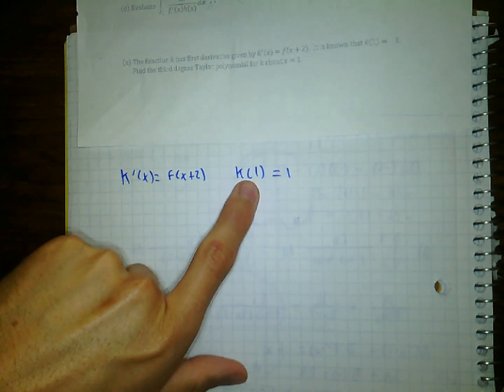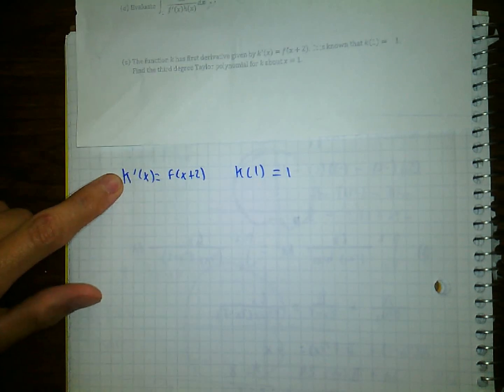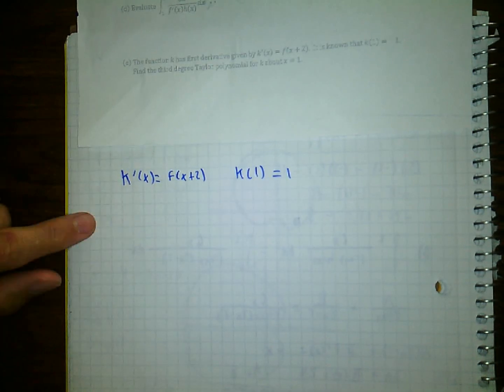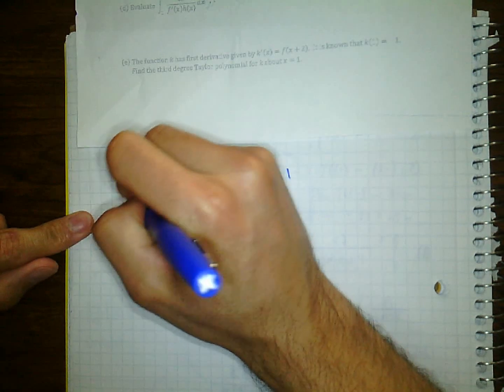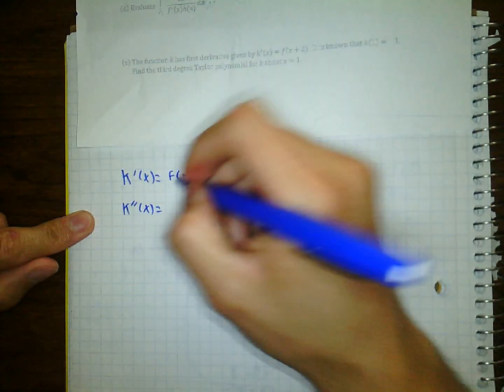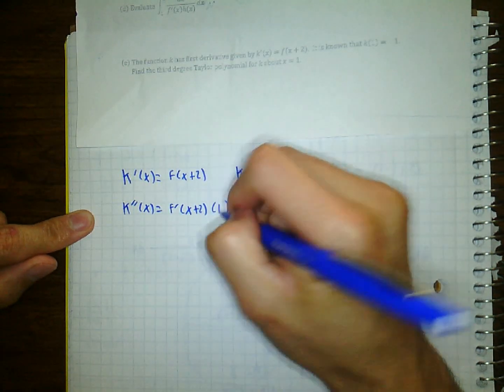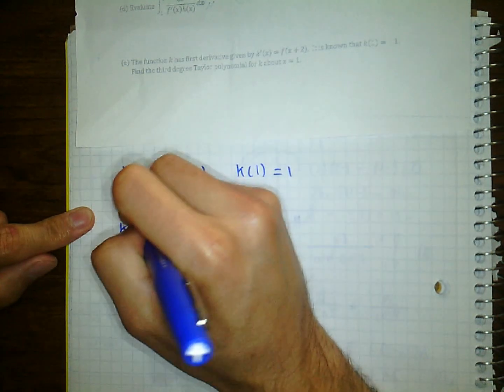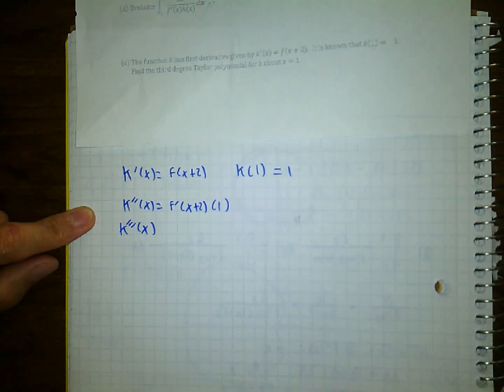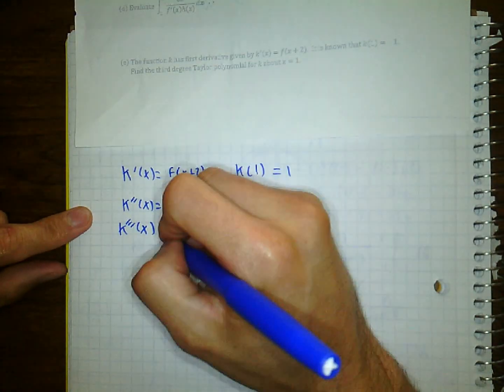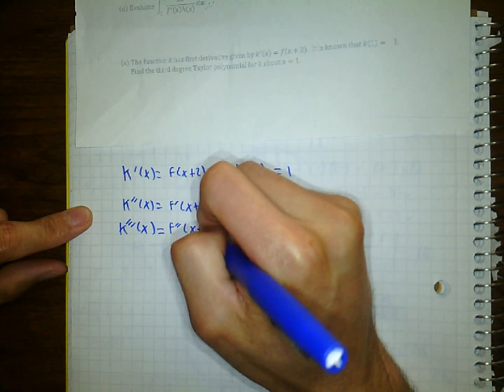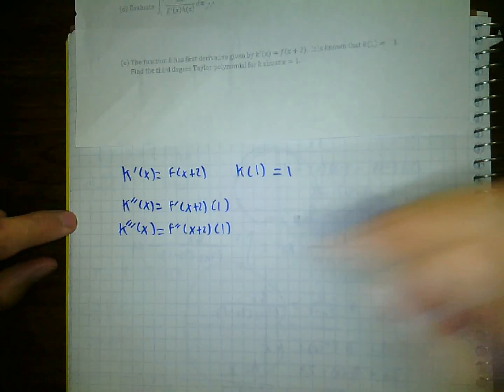Now you have k of 1. I'm going to need to figure out the first derivative of 1, the second, and the third. So let me just find the derivatives first. So what is the second derivative of that? It's a chain rule, so it's going to be f prime of x plus 2 times the derivative of the inside, which is just 1. And then the third derivative, because it's a third degree polynomial, would be the second derivative times, once again, just 1.